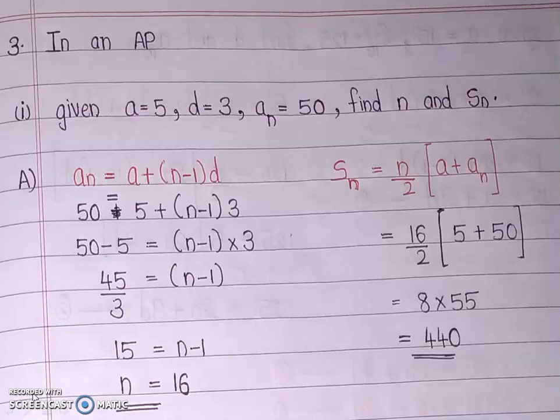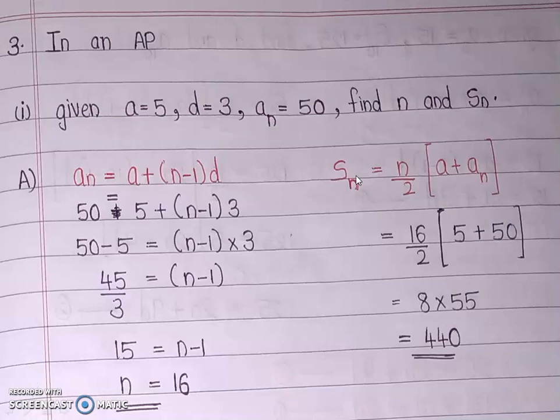Next, we move on to question 3. In question 3, you have 10 sub-questions. Each question differs from one another. But the only equations here which we are using is an is equal to a plus n minus 1 into d.